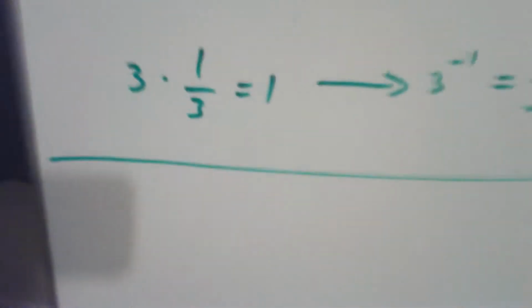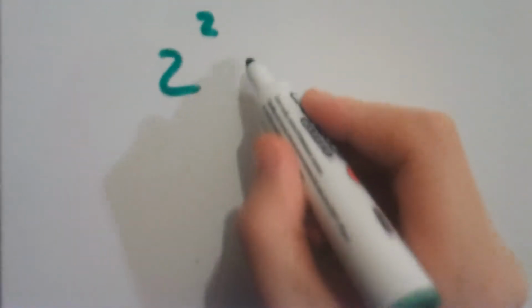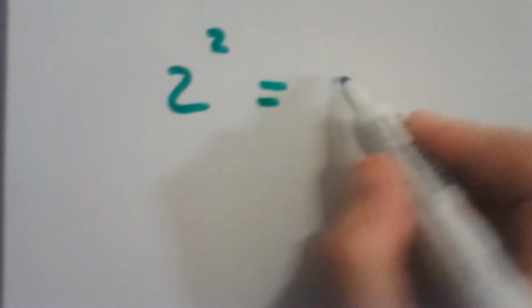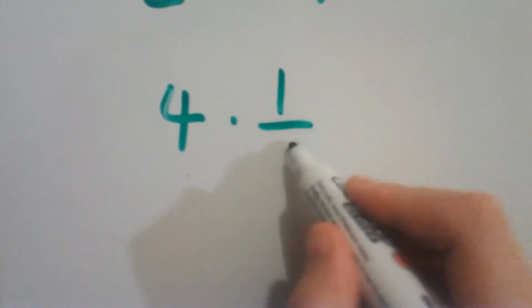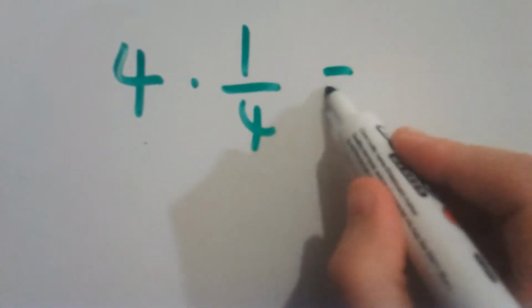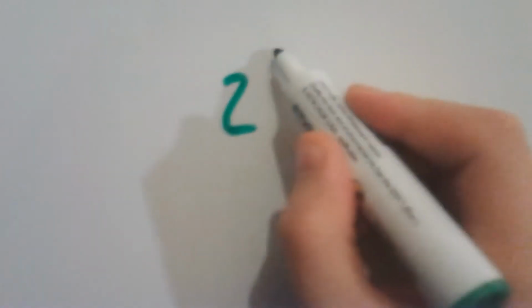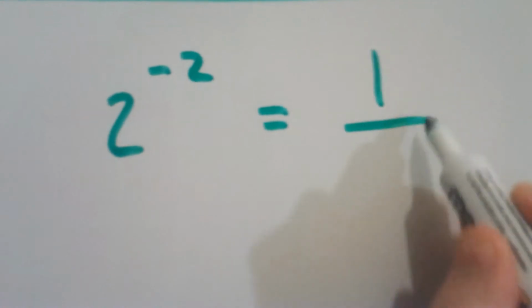Now, what is the inverse of 2 to the power of 2? Well, 2 to the power of 2 is 4, right? And the inverse of 4 is a quarter, as 4 times a quarter is 1. Therefore, we would say that the inverse of 2 to the power of 2 is 1 over 4.